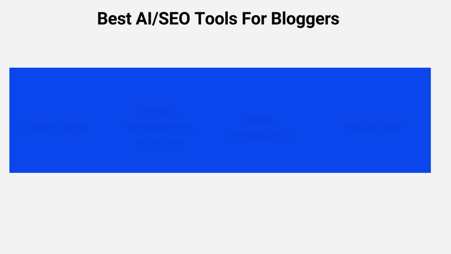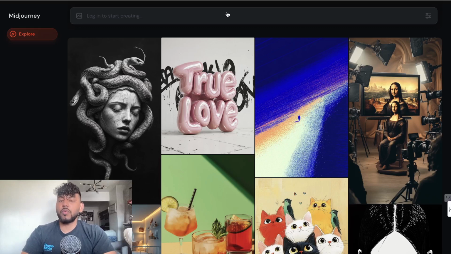In today's video, I'll be revealing my AI writing and SEO tool stack. So essentially, these are the best tools that I use to write, optimize, and rank AI content on Google and help grow my online blogs and websites.